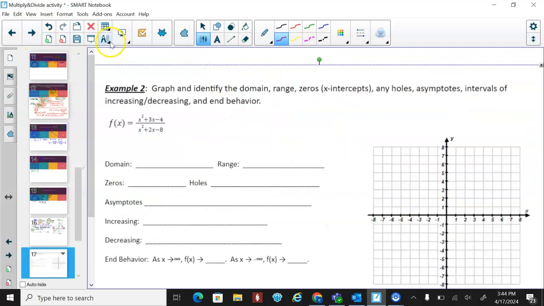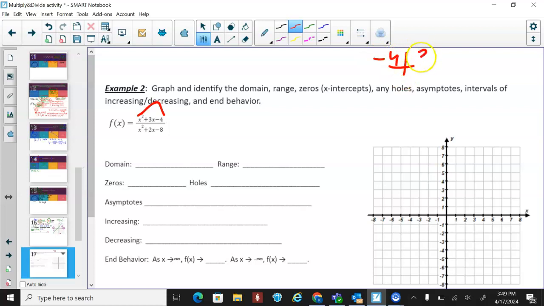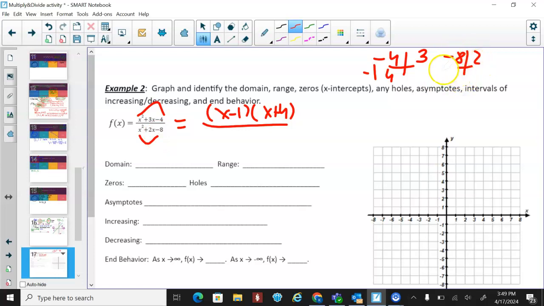All right, next question. All right, so we're going to do a times c here again. So -4 has to equal 3. So that's 1 and 4, and 1 has to be negative. So we're going to do x minus 1 and x plus 4. And on the bottom, it's -8 and 2. So that's 2 and 4. And 2 has to be negative. So x minus 2 and x plus 4.